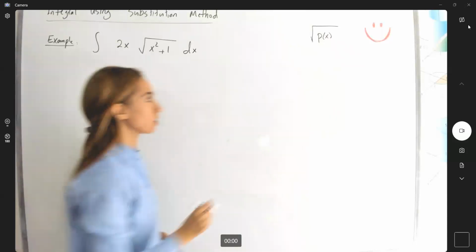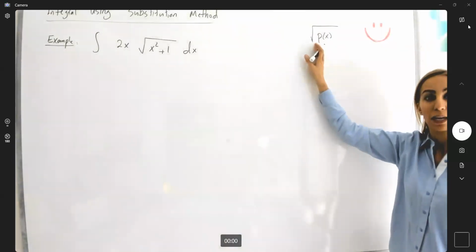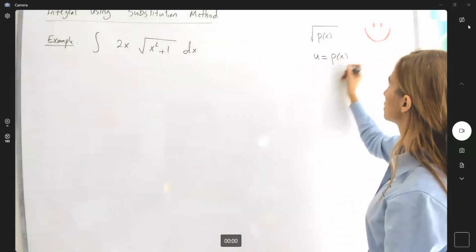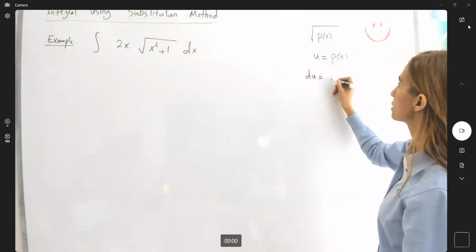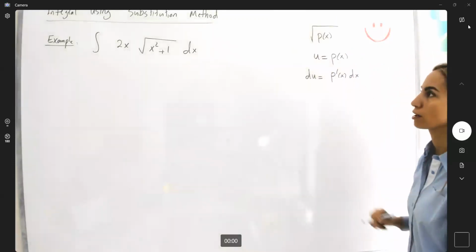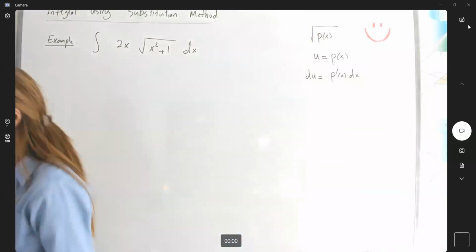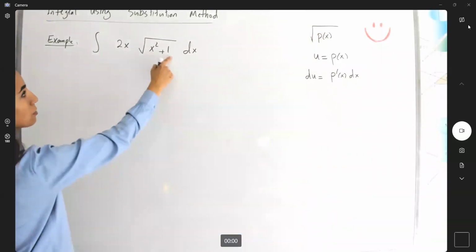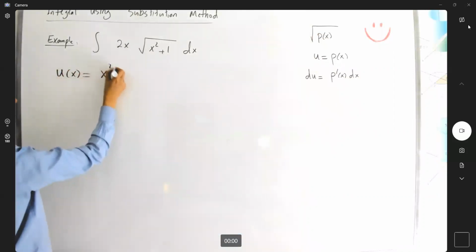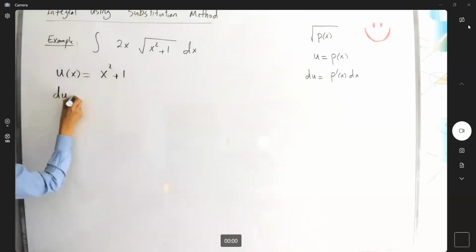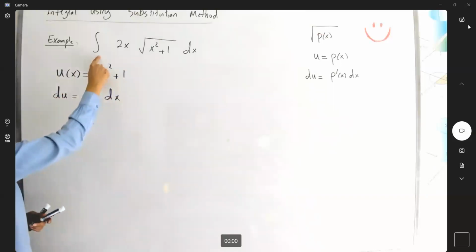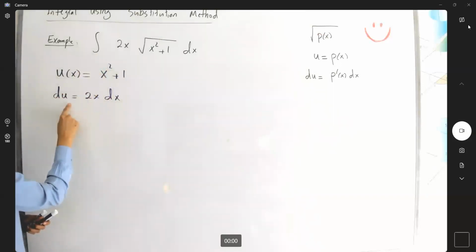So when you have an integral with a quantity inside the radical, let us use u equals p of x. Then the derivative of u is p prime of x dx. So this is the general approach. In this case, u of x is equal to x squared plus 1. We're using u equals x squared plus 1, so du is 2x dx. So we're going to convert this integral into an integral in u and du.